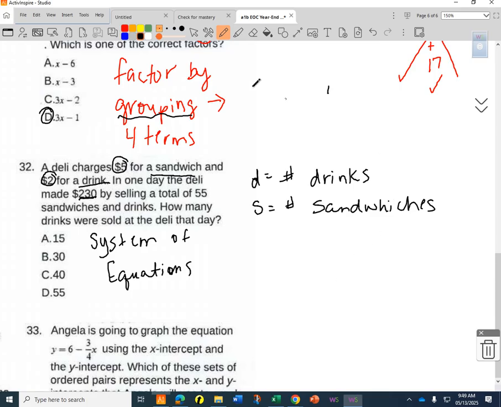Oh, I spelled sandwiches wrong. It's spelled this way. I gotta Google that later. I'm curious. All right.